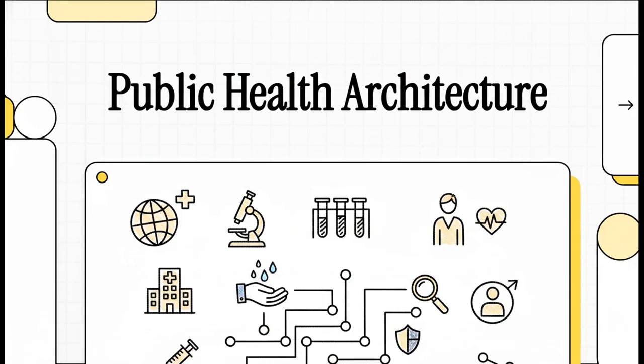Today we're unpacking something that affects every single one of us, every single day, often without us even realizing it. We're looking at the architecture of public health. We're going to trace this entire public health ecosystem, starting from the absolute micro level, literally down to the exact way a nurse washes their hands, all the way up to the macro level, exploring how global crises and pandemics are managed on a planetary scale.